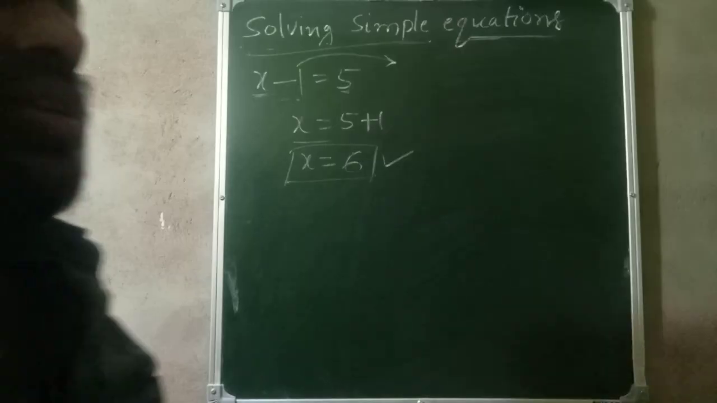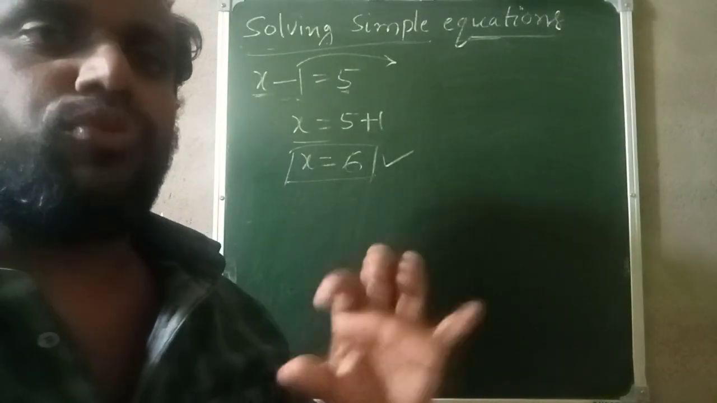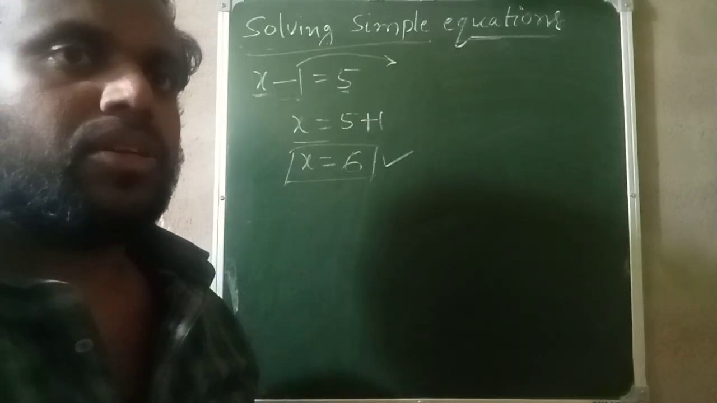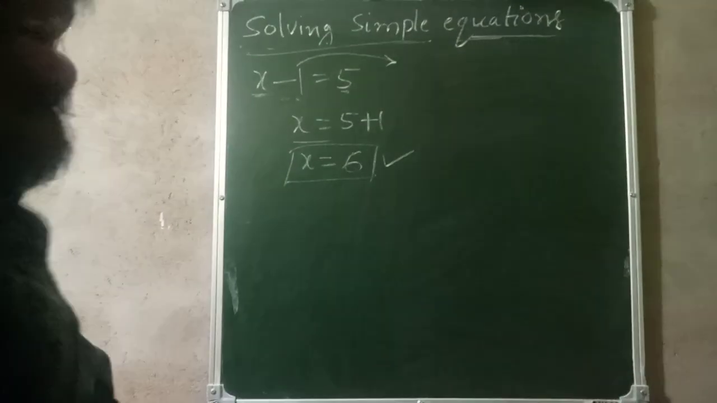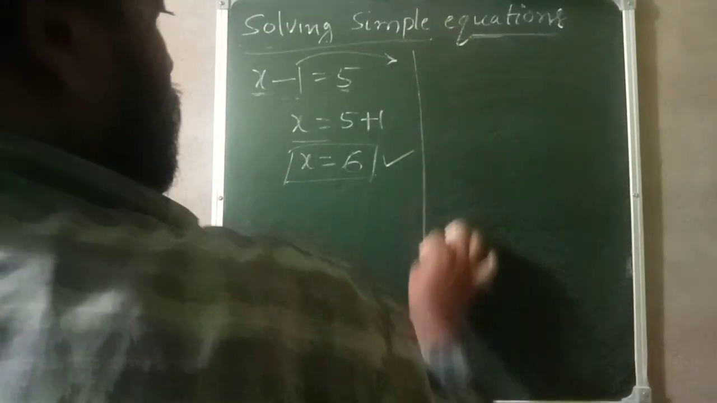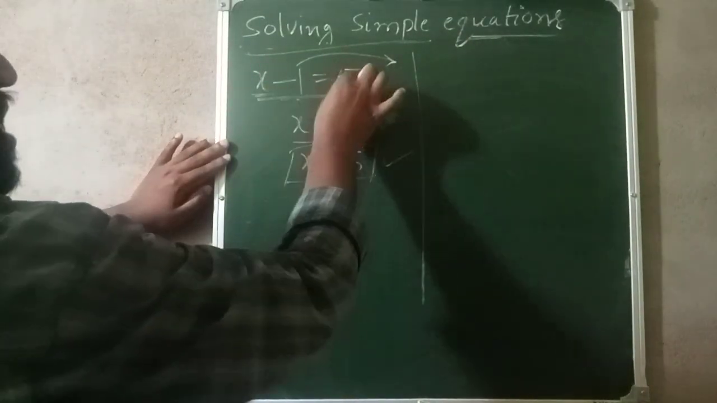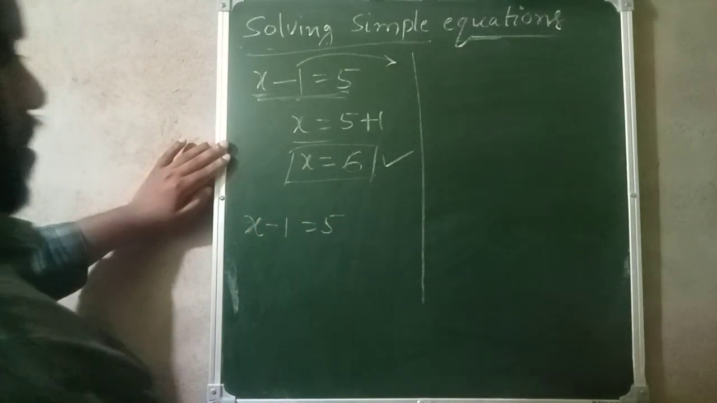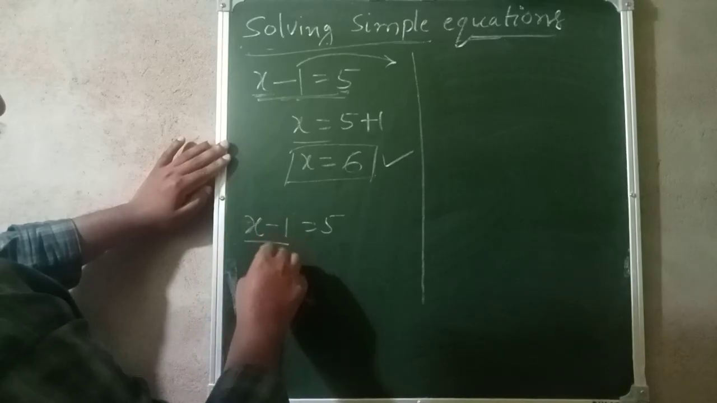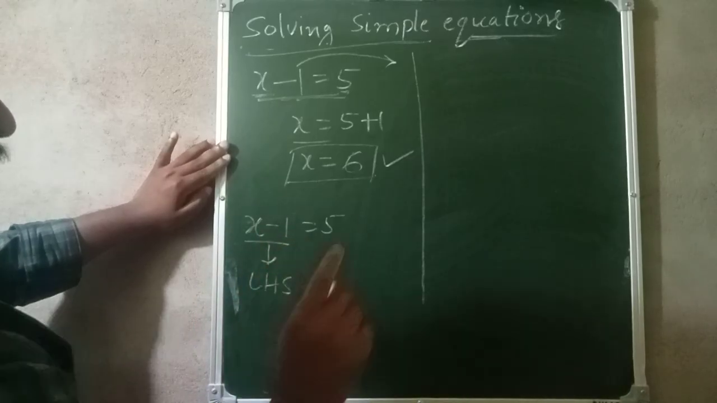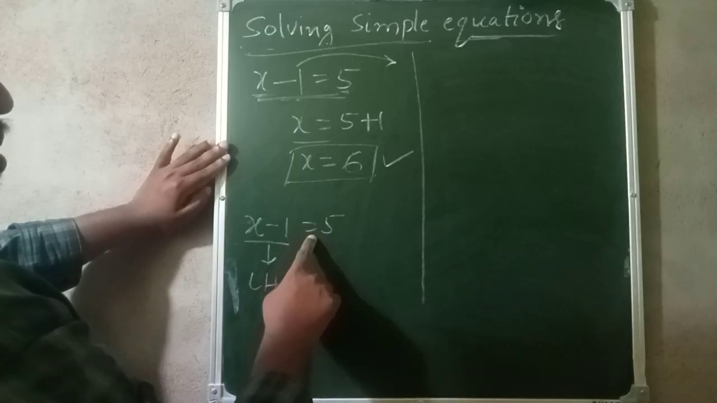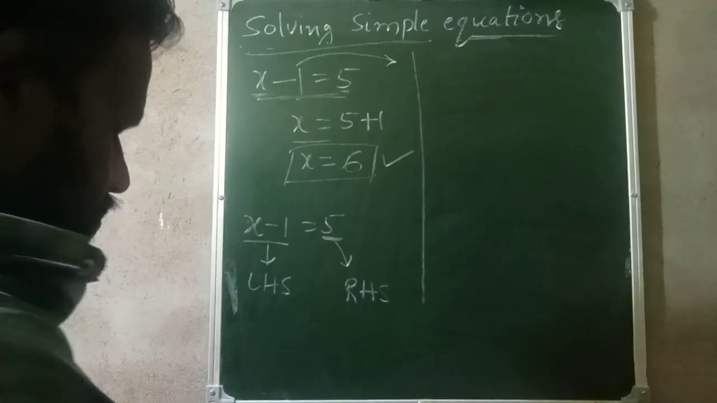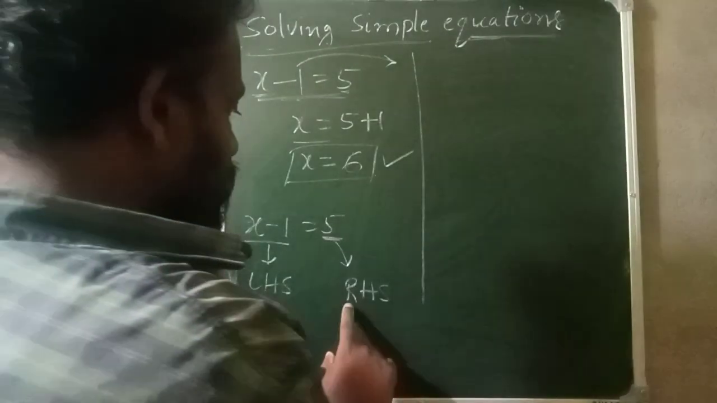So next, we have to check, we have to verify whether this answer is correct. So we will check now whether this answer is correct. Before that, I will write this equation once again here. So x minus 1 is equal to 5. Before this equal sign, whatever is there, that is called LHS. LHS means left hand side. After the equal sign, whatever is there, that is RHS. RHS means right hand side.